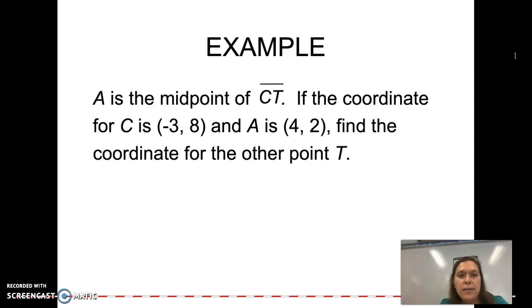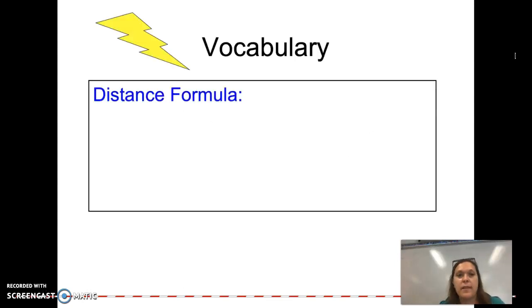Okay, we're going to actually skip this problem. So if it's on your sheet, cross it off. And let's move to the distance formula.